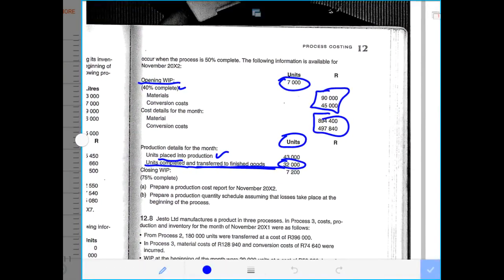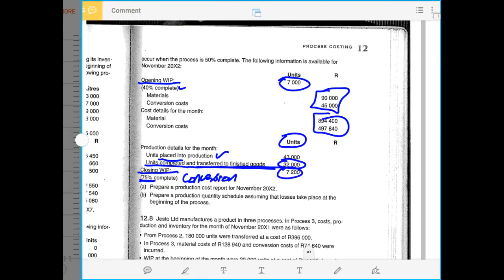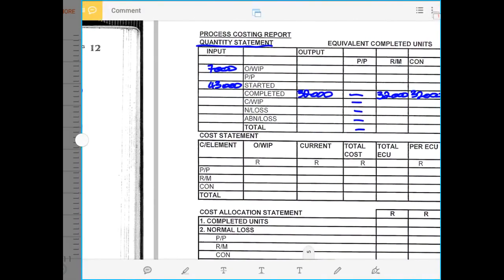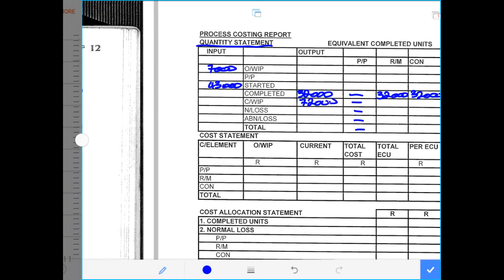Then we go to the next part. The next part now is the closing work in process, which is 75% complete in terms of conversion cost. Don't forget that it is in terms of conversion cost. 7,200 units. Those 7,200 units will be recorded under output as 7,200. Remember, this is under closing work in process. That C is for closing. O is for opening. That is closing work in process. Under PP, we don't record anything because we don't have a previous process.